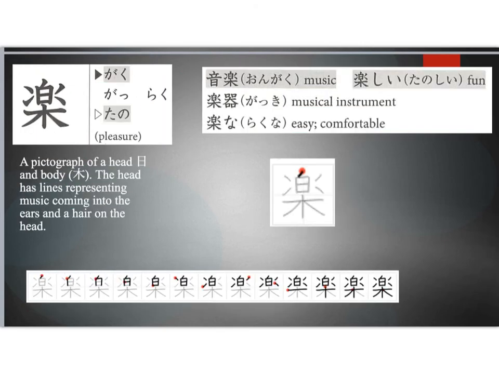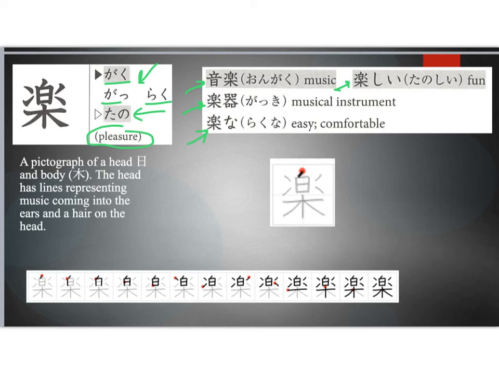This is the second half of ongaku. The gaku portion means pleasure. It's read gaku or ga or daku. Those are all the onyomis, and this is the kunyomi, which is tano. So here are the combinations. You have ongaku. Of course, you have tanoshi. And then you have musical instrument, gaki, as well as daku, which means comfortable or easy.